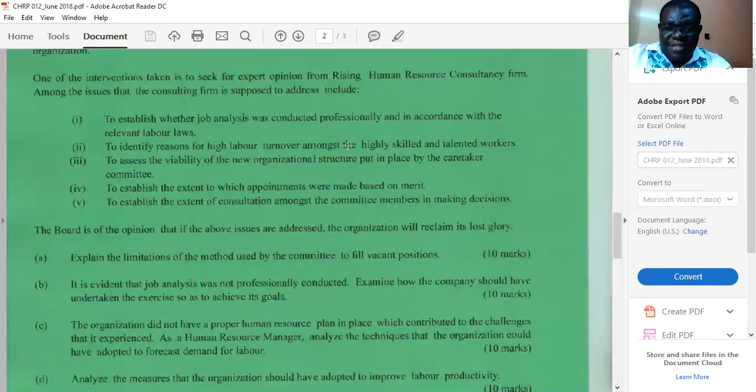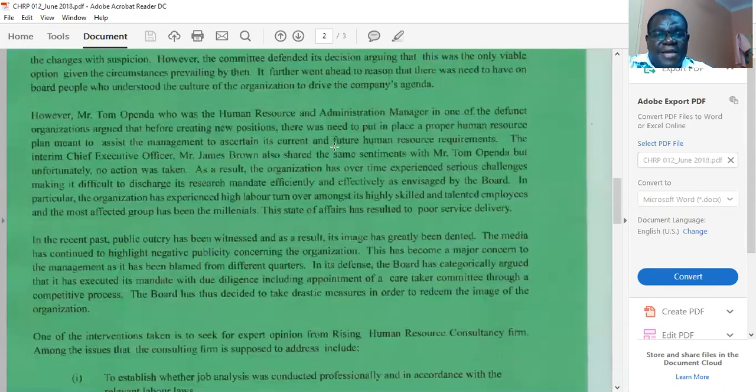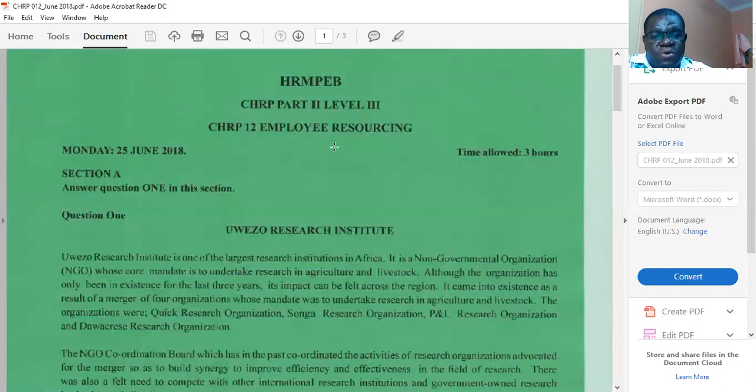You will find in section A, normally the paper is set, there is a case study question where you are supposed to read through a case, analyze it, understand what the case is about, and be better placed at attempting the questions as presented in the case. Now the case for this paper is a case for Uwezo Research Institute.